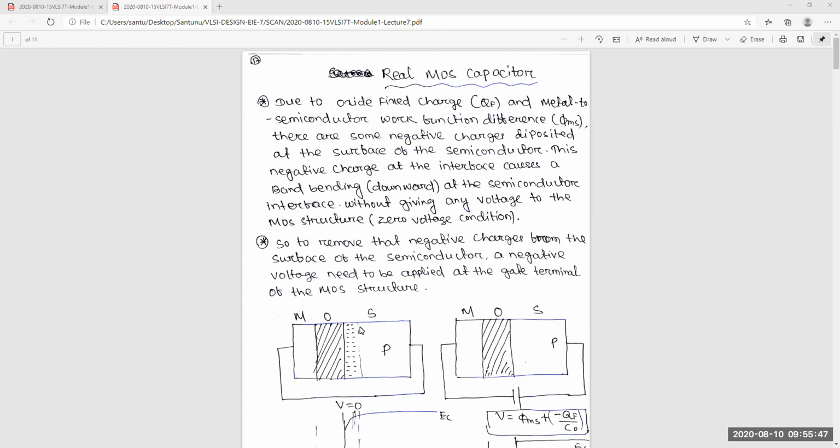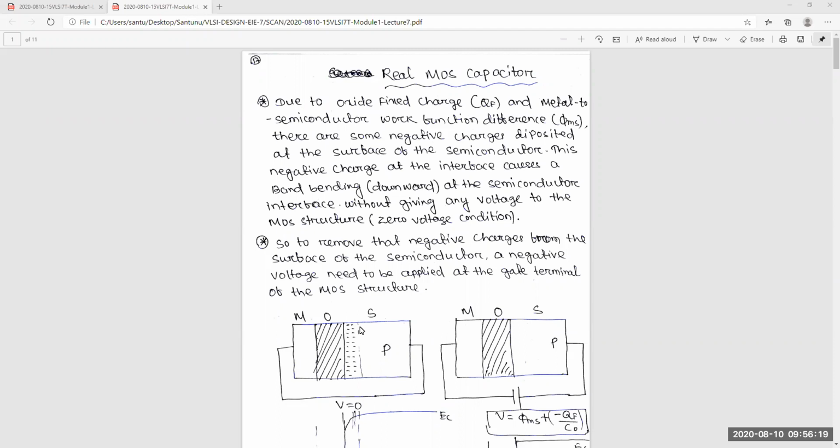Today we'll start the real MOS capacitor. Already we have discussed the ideal MOS capacitor and all the regions: accumulation region, depletion region, and inversion region. Also, you have calculated the threshold voltage and flat band voltage. For that case, the flat band voltage was 0. There was no non-ideal charge, no non-ideality.